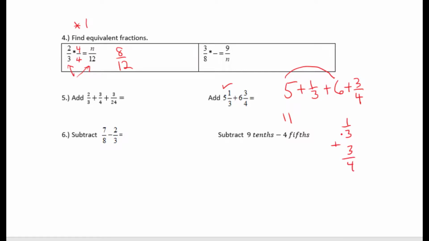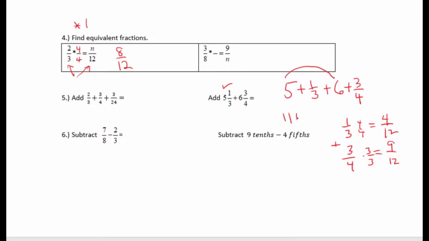To do that, I can't do it because the units are not the same, right? Those are thirds, those are fourths. So I can change them both into 12ths. Multiply by 3/3, and I get 9/12. Multiply by 4/4, and I get 4/12.